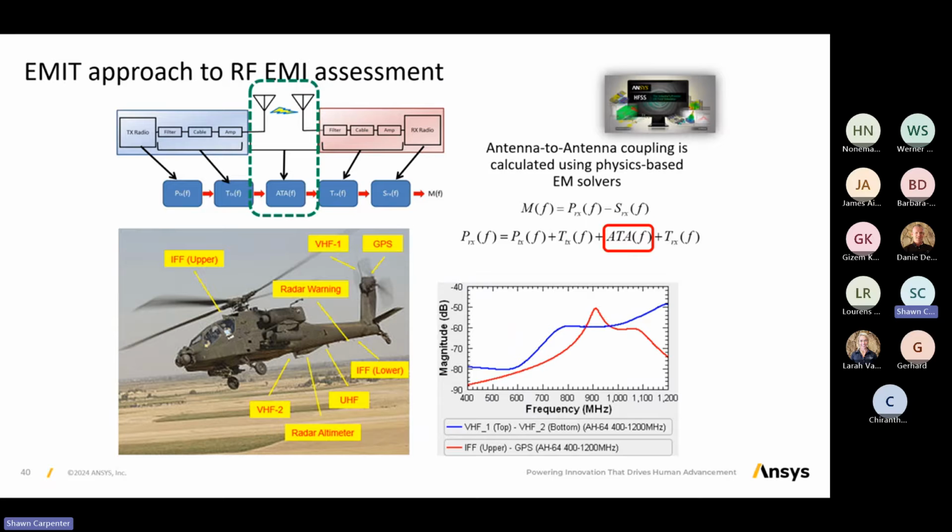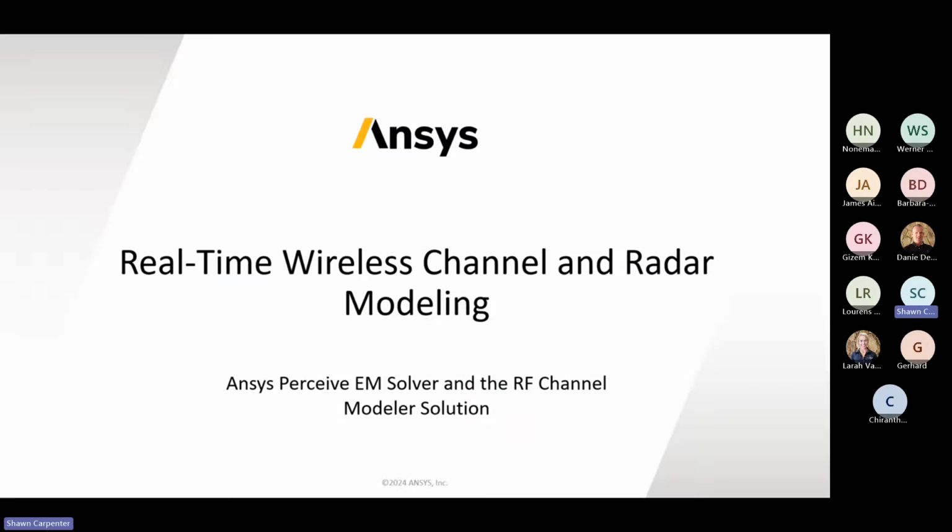And then, of course, in the middle, we use our electromagnetic simulation for the antenna to antenna coupling so that we can include that to get the losses that would be from just the air gap of the systems. All right, we have about 5 minutes left.